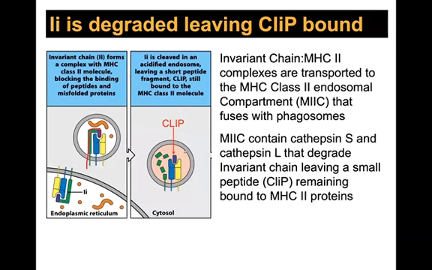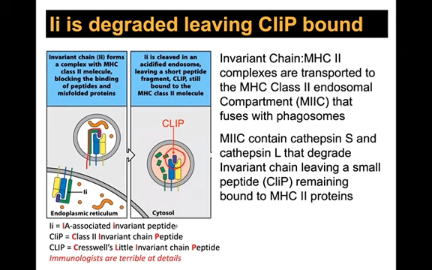And what's left is just the peptide part called CLIP that remains bound to the MHC2. Okay, so once the cathepsin S and L that we haven't talked about, which are in the M2C, degrade the invariant chain specifically, that's their main job. Their job is to cleave this invariant chain, leaving just the CLIP protein still bound to MHC2.